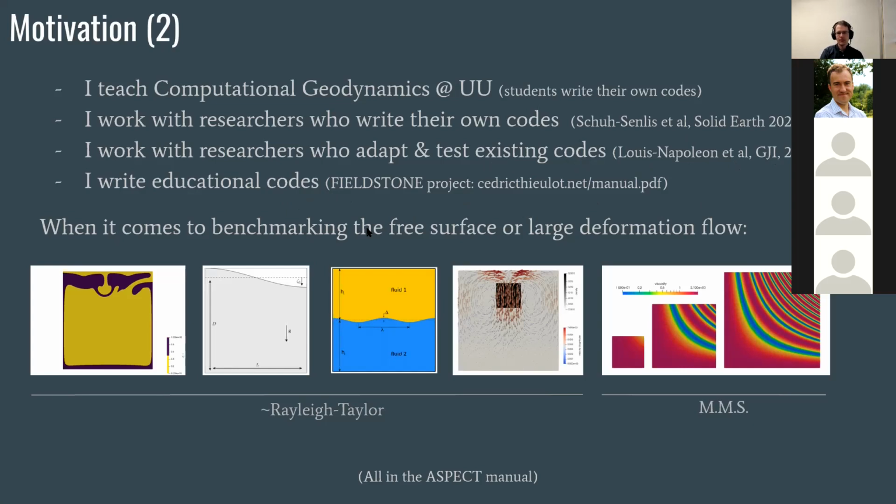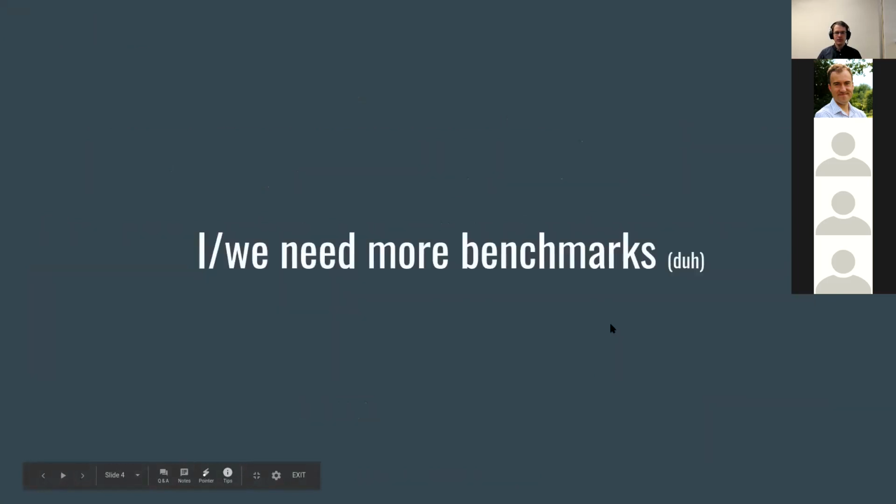But when it comes to free surface and/or large deformation, all I got is effectively glorified Rayleigh-Taylor instability problems, with on the left the almighty and all famous van Keken 1997 problem. All kinds of Rayleigh-Taylor instabilities, and on the right we have, I took an example of manufactured solution. All of these are in ASPECT, by the way, so you can find them in the manual. But I will argue that we need more benchmarks, because we always do, especially when it comes to large deformation, and this is what I want to talk about today.